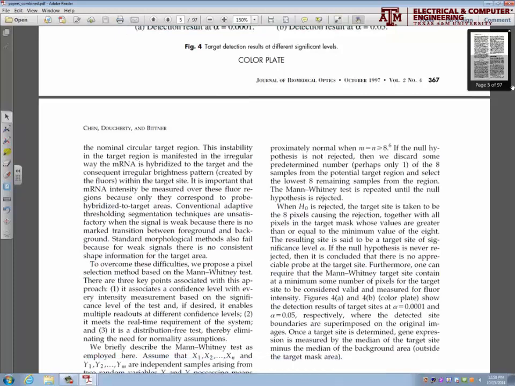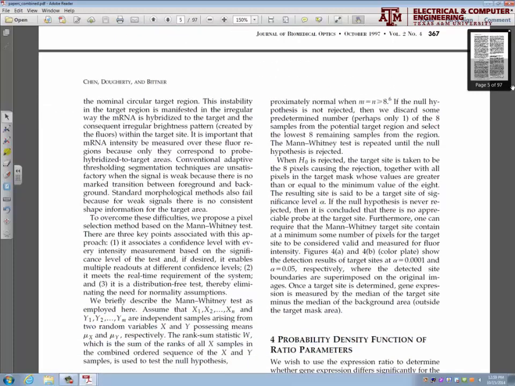This instability in the target region is manifested in the irregular way the mRNA is hybridized to the target and the consequent irregular brightness pattern created within the target site. It is important that mRNA intensity be measured over these bright regions because only they correspond to probe hybridized to target, because you are interested only in capturing the information that is coming from the RNA. Now, to overcome these difficulties, he's giving reasons why standard morphological methods will fail, or conventional adaptive thresholding also will not work.